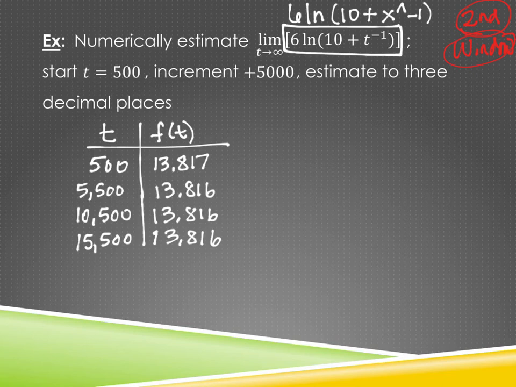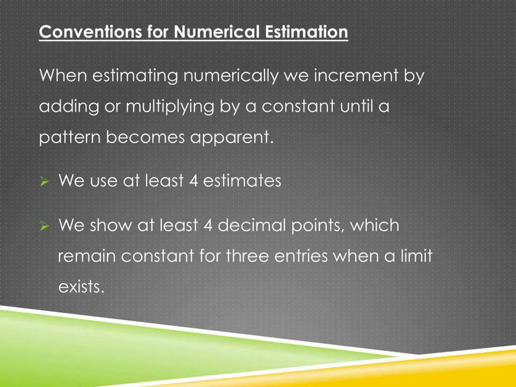Look back up above this question in your notes. What does it say? Well, I've got the at least four estimates. What did I not do? Did not use four decimal points. But that's what the calculator shows, right? It only shows three.